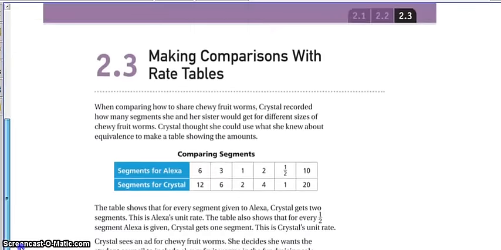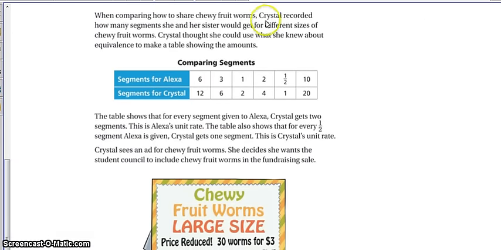So we're going to go down here and talk about the comparison between those sisters from yesterday. Crystal recorded the segments and the different numbers of chewy fruit worms they could have, and she made a table that showed that if Alexa got 6, then Crystal got 12, and then they reduced that by 2, so Alexa would get 3 and Crystal would get 2. Remember that Crystal got 2 for every 1 that Alexa got. So right here we see one of the unit rates.